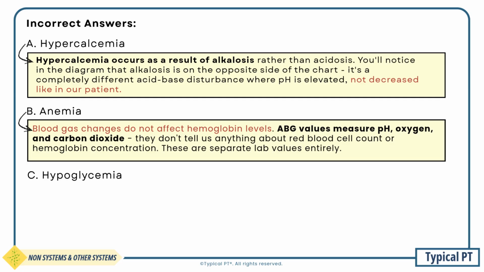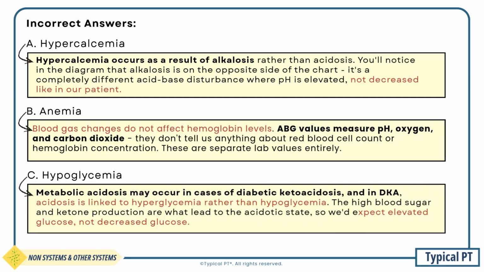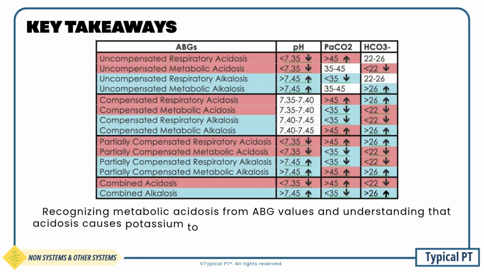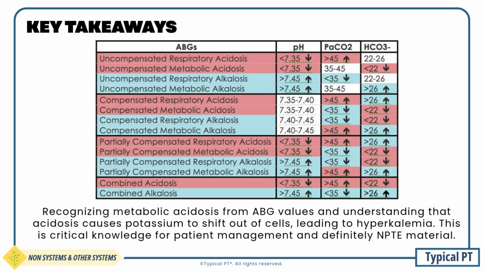Answer choice C, hypoglycemia, is incorrect because metabolic acidosis may occur in cases of diabetic ketoacidosis, which you can see listed as one of the causes in the diagram. And in DKA, acidosis is linked to hyperglycemia rather than hypoglycemia. The high blood sugar and ketone production are what lead to the acidotic state, so we'd expect elevated glucose, not decreased glucose. The key takeaway here is recognizing metabolic acidosis from ABG values and understanding that acidosis causes potassium to shift out of cells, leading to hyperkalemia. This is critical knowledge for patient management and definitely NPTE material.